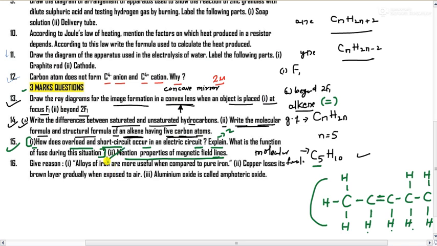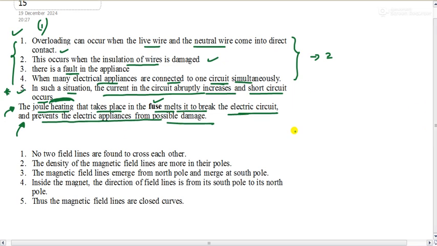Now the second part of the question. It says mention the properties of magnetic field lines. If it is for 1 mark, you can write any 2 points. So let me show it here. These are the properties. If it is for 2 marks, you have to write a minimum of 4 points. Got it, guys? Magnetic field lines, you all know this. They look similar to a bar magnet. If this is the north pole, this is the south.